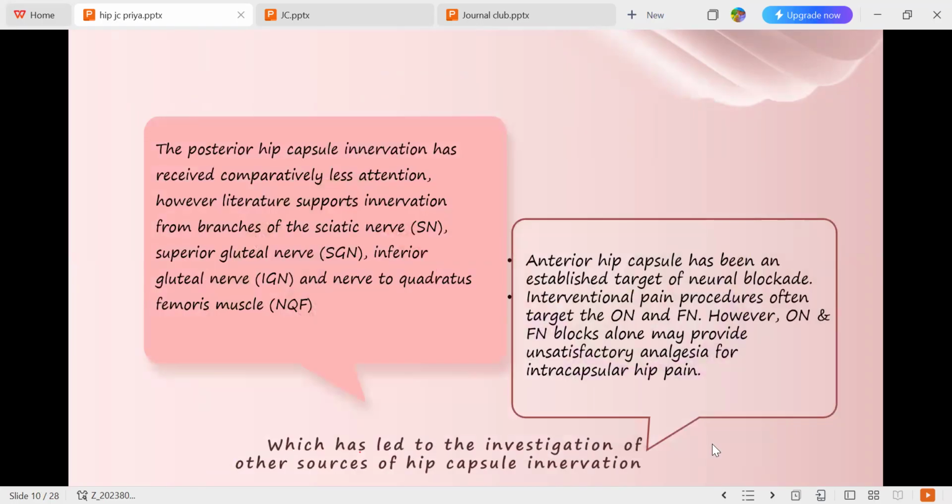So the main aim of the study: the anterior hip capsule blocks we have given have been an established target of neural block. This mainly targets the obturator nerve and femoral nerve, which has further led to the investigation of other sources of hip capsule innervation. Now coming to the posterior hip capsule, there has been much less attention, even though there is literature supporting its innervation from the superior gluteal, inferior gluteal, sciatic, and nerve to quadratus femoris.